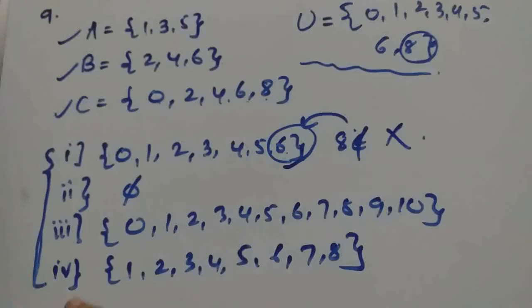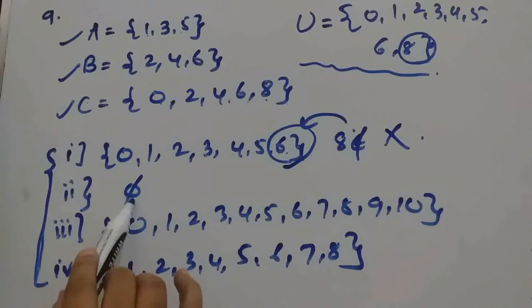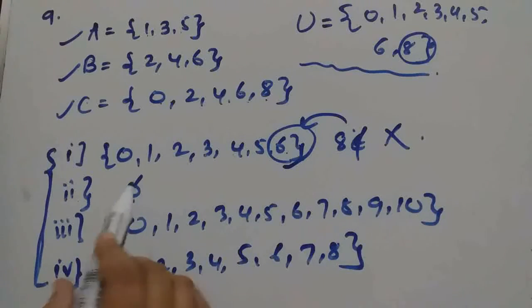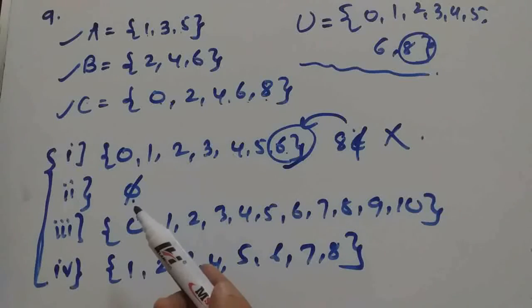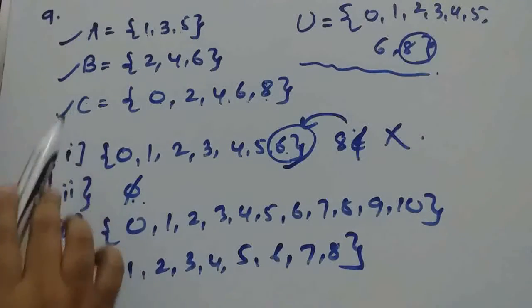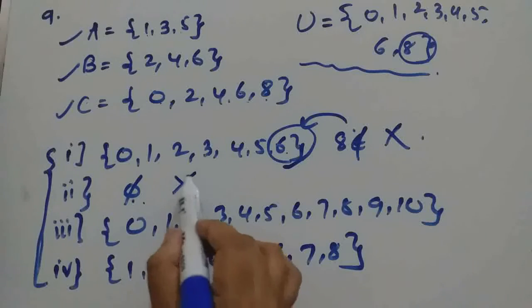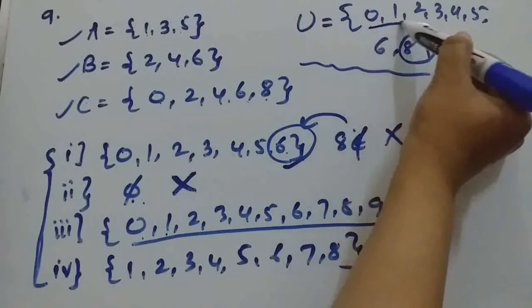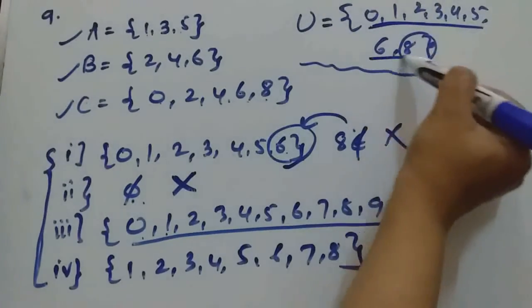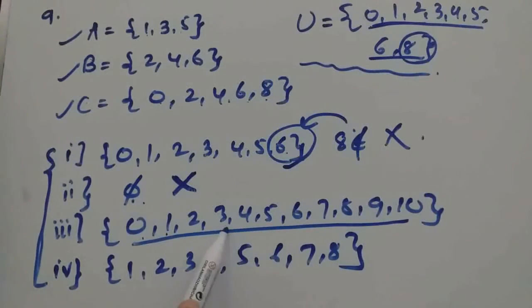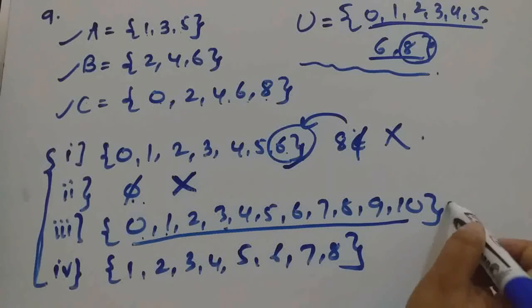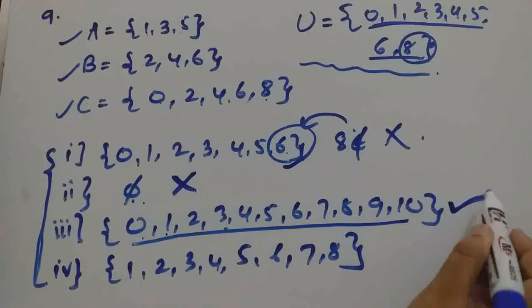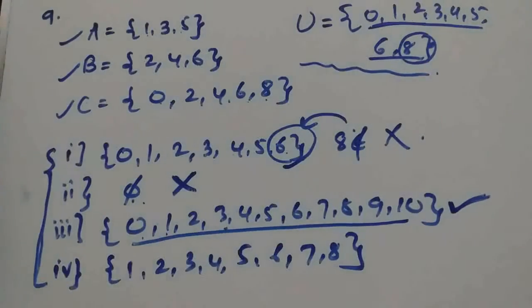First option won't come. Now second is the empty set. Empty set contains no element. So how can it be a universal set? How can these 3 sets be subsets of this? So it also won't come. Now the third one, 0 to 10. All elements are there. See, now we know 1, 2, 3, 4, 5. We want all these elements in this. Okay. So the third option can be the universal set for A, B and C.